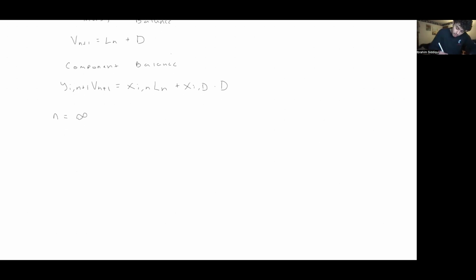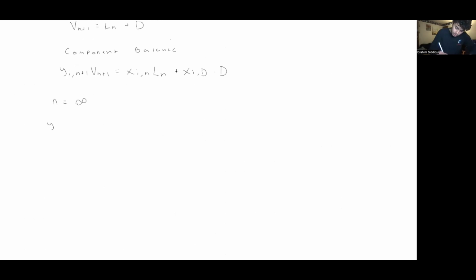Okay, so we have our vapor composition at infinity multiplied by our vapor flow. Okay, this is going to be equal to our liquid composition at infinity multiplied by our liquid flow plus the composition of our distillate, or the recovery of our distillate.